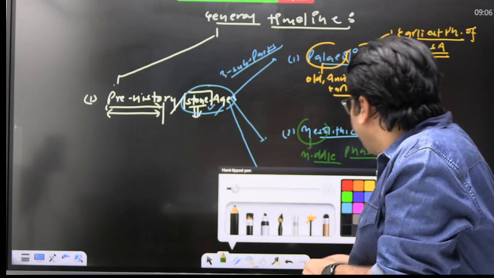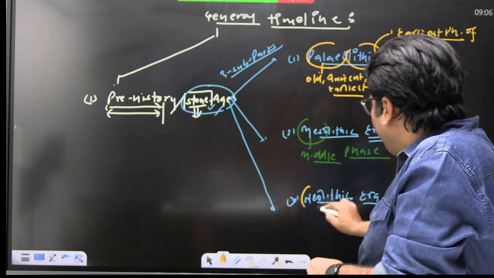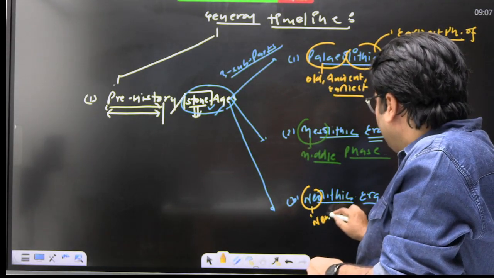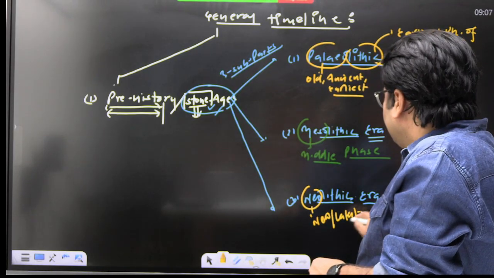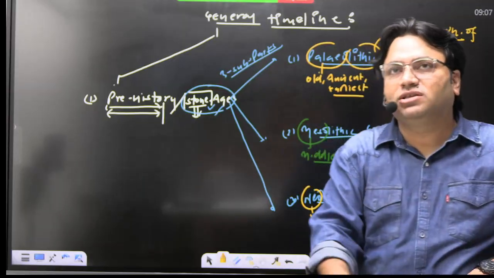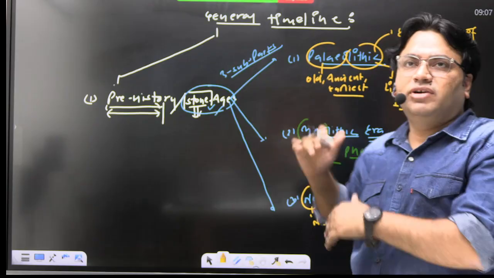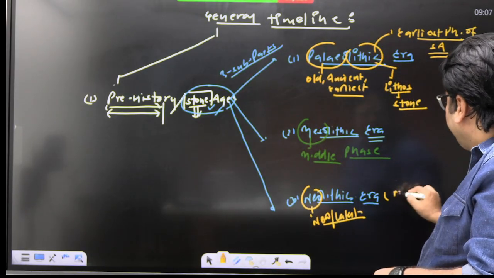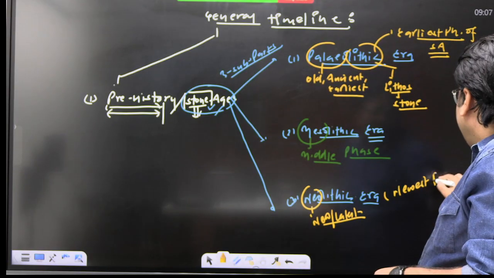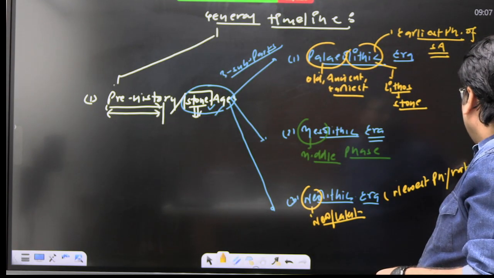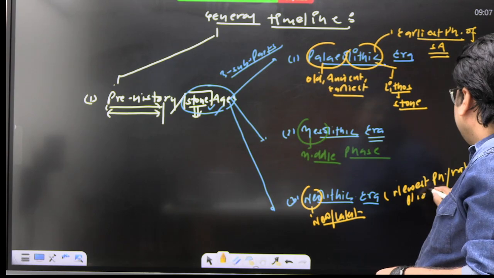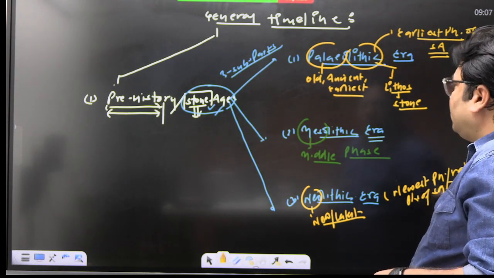And what is the meaning of neo? Neo means new, or latest. So this is the newest phase or latest phase of Stone Age. Stone Age का सबसे बाद वाला हिस्सा. So this is the newest phase or latest phase of Stone Age.